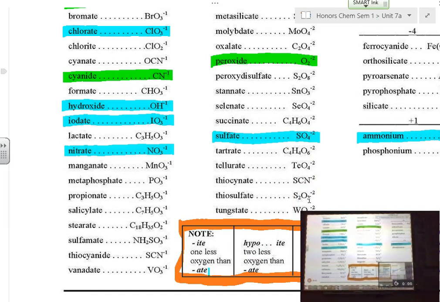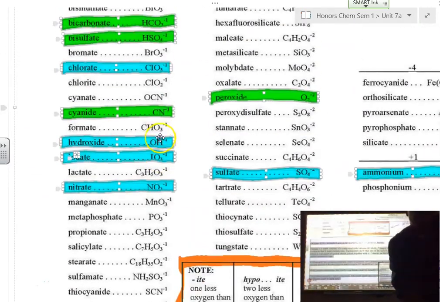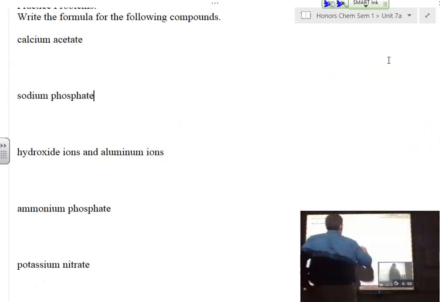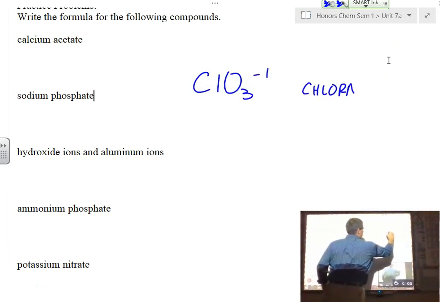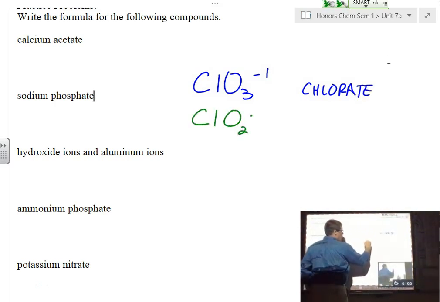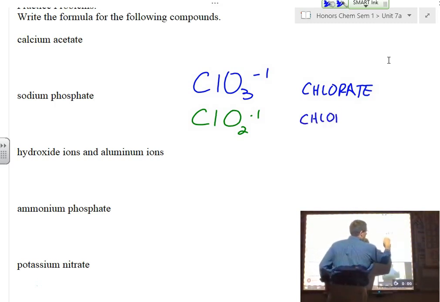Yeah, Julianne. Explain what? Okay. You just showed the orange box. Oh. Yeah. So here, let me do this. Let's go back up here. So you're looking at the orange box. Okay. So if I have ClO3 with a -1 charge, that is chlorate. If I take one oxygen away, I don't have chlorate. I have chlorite.